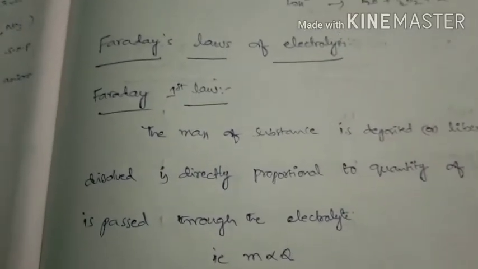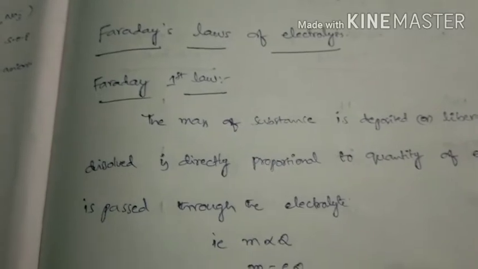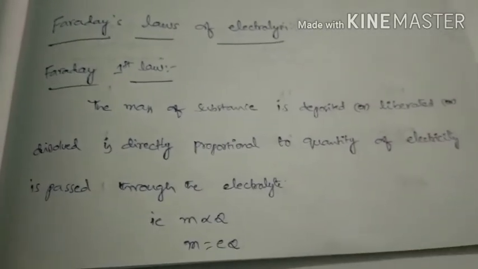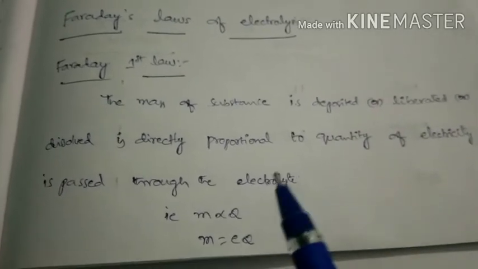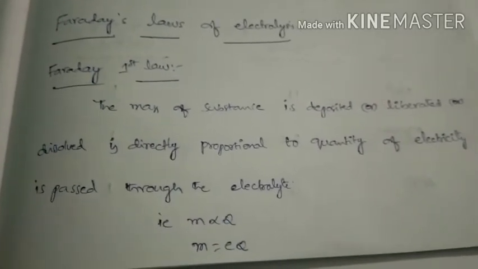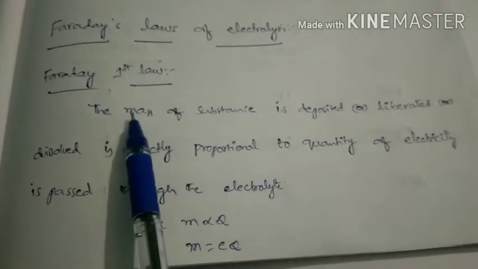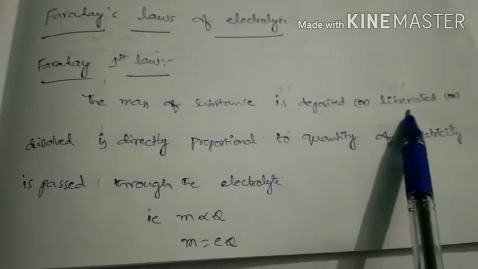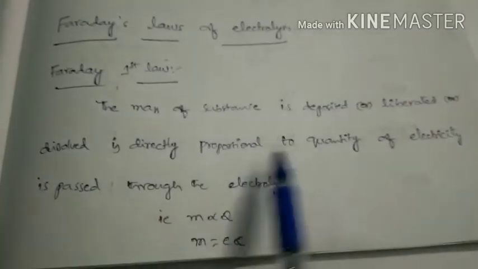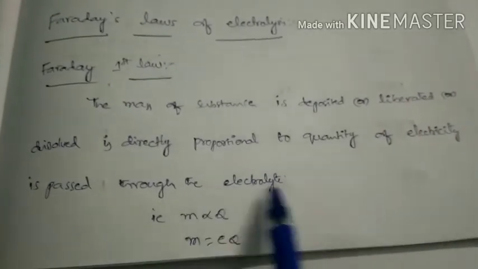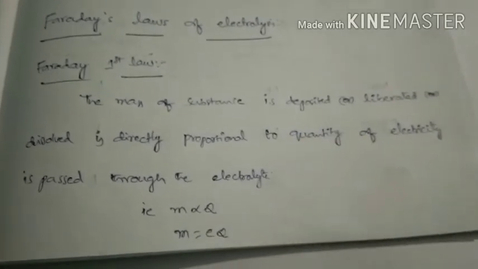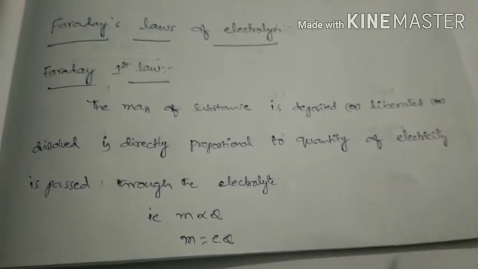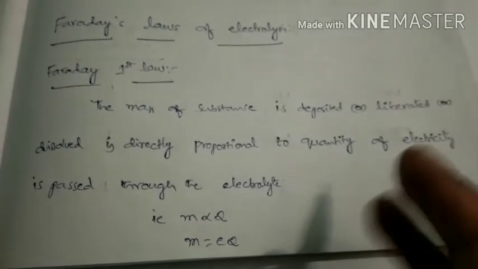Next topic, Faraday's laws of electrolysis. In this, two laws are there. One is Faraday's first law, the second one is Faraday's second law. We have to discuss those two. First, Faraday's first law. Its statement is: the mass of substance deposited or liberated or dissolved is directly proportional to the quantity of electricity passed through the electrolyte. That means if you want more amount of substance, you should apply more amount of electricity. That's all. That is Faraday's first law.